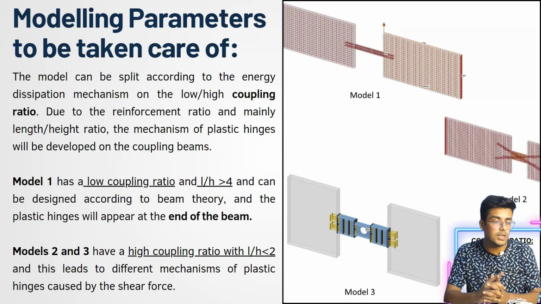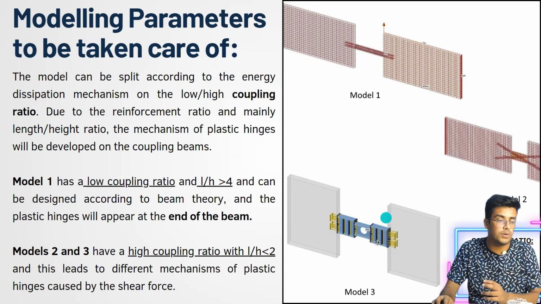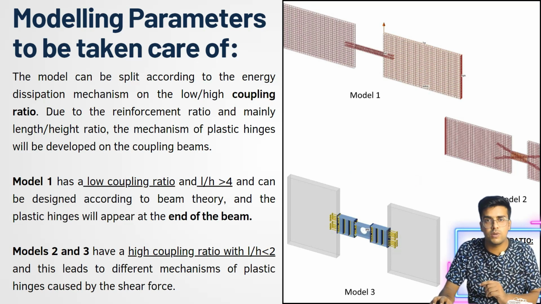Now, if you talk about model 2 and model 3 here, we can easily see that they are very short in length. Their span is quite low. So the L by H ratio is quite less. It is not greater than 4. It is going to be less than 2. We can suppose that in this particular situation.